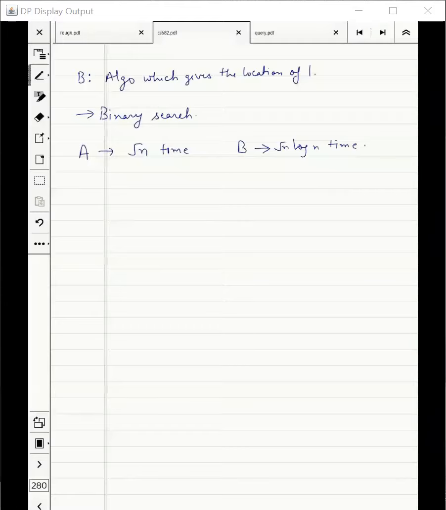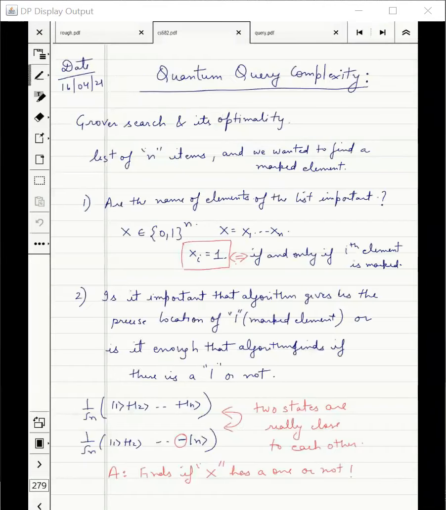So on the previous page, you mentioned that we cannot distinguish those two states. Like we may not know if the phase has changed at one position, and those two states are quite close to each other, so we cannot distinguish them. So how are we getting to know that there's a one? Oh, there is no quantum state here. You have an algorithm now which finds if X has a 1 or not. There is no state here, right? And then you want to convert it into an algorithm which finds the location of 1. There is no quantum state here. I am just using A as a black box.